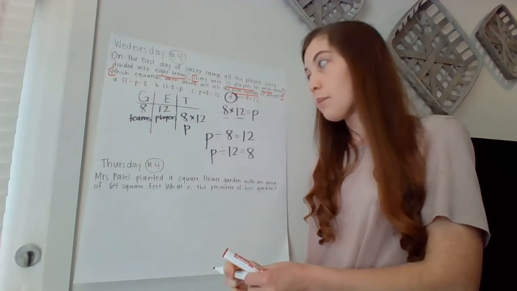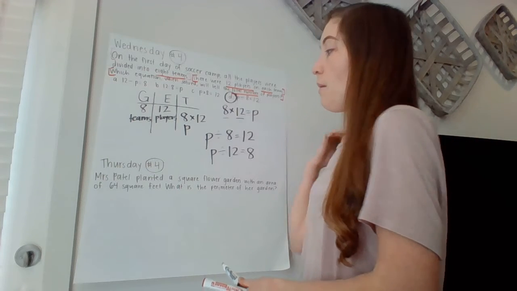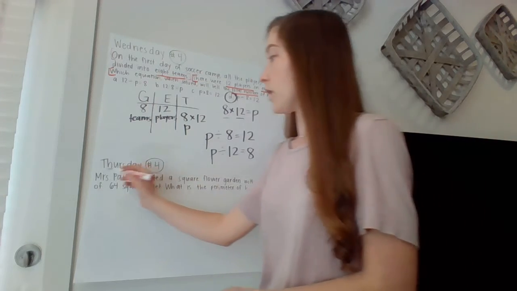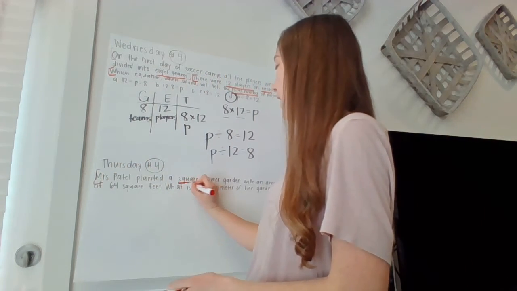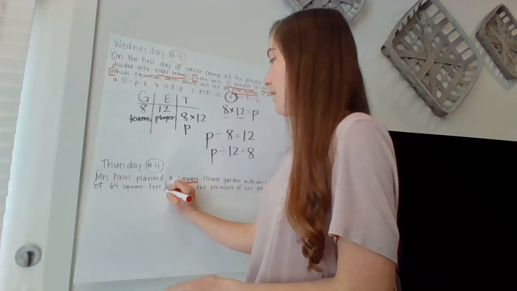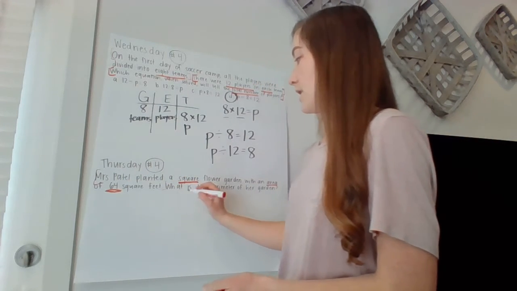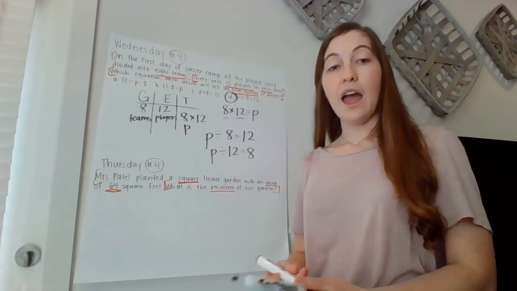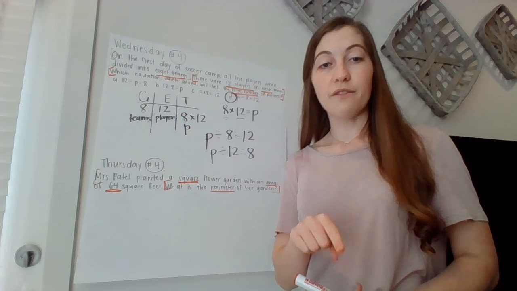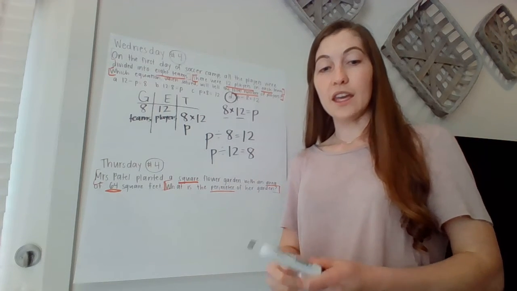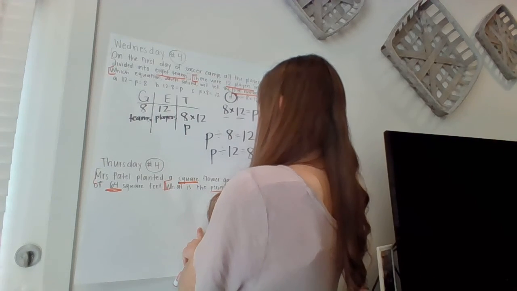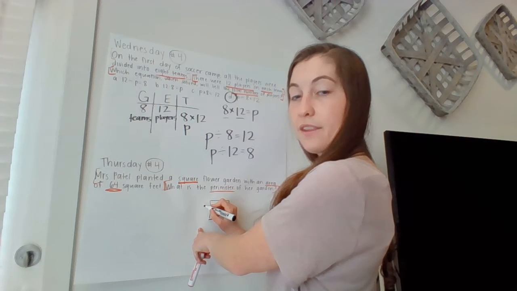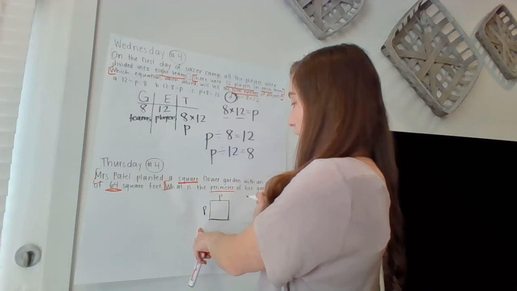Lastly, we're going to look at Thursday problem number 4. It says, Miss Patel planted a square flower garden with an area of 64 square feet. So I'm going to underline that it's a square and that my area is 64 square feet. Then it says, what is the perimeter of her garden? So we know that area, which is the inside, and we're trying to find the perimeter, which is the outside. The key is that it is a square. So I know that both sides are going to be the same. So if I'm going to make both sides P, it's the same on both sides.